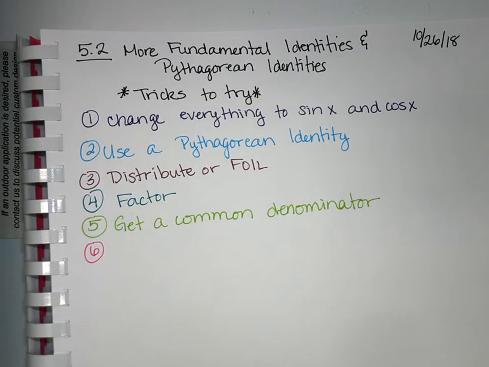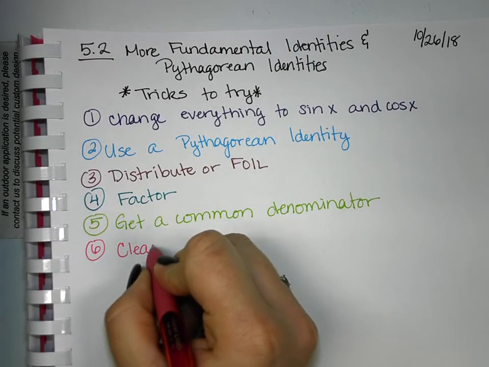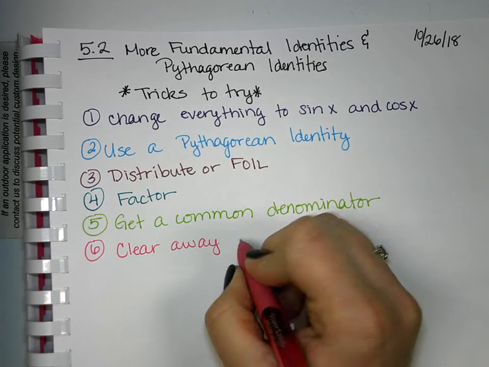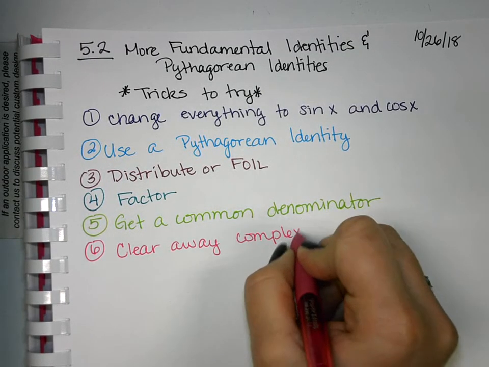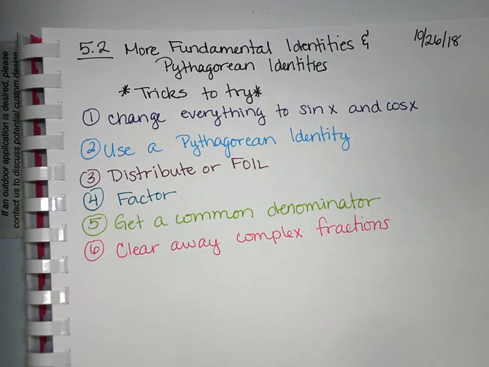Our sixth trick to try to get you started would be to clear away complex fractions. So if you have like a sine x over cosine x plus 1 all over another fraction of trig functions, this would be one where you might want to start. How you get rid of those complex fractions is the same way we did it back in chapter 2 or chapter 1 or unit 1, unit 2. So we'll get rid of them the same way.